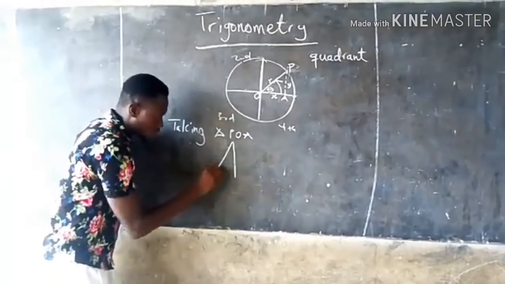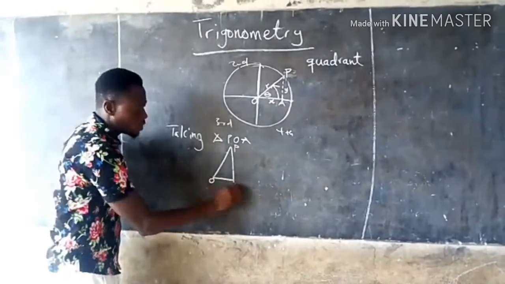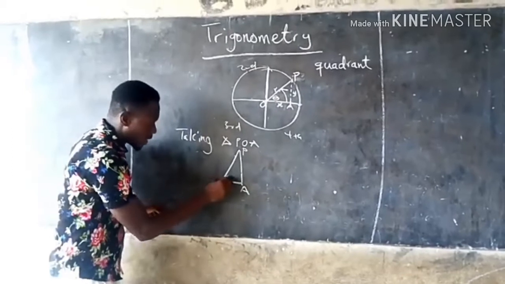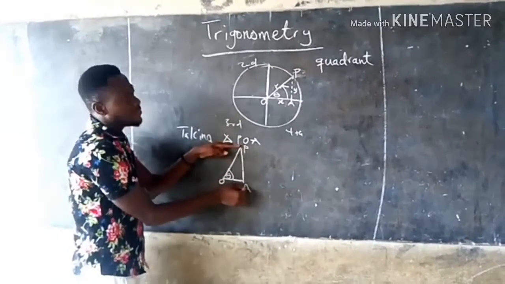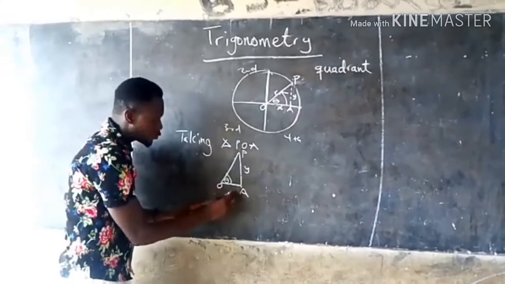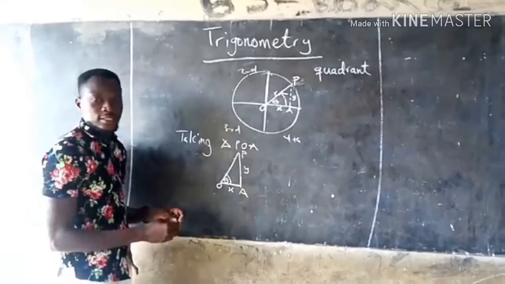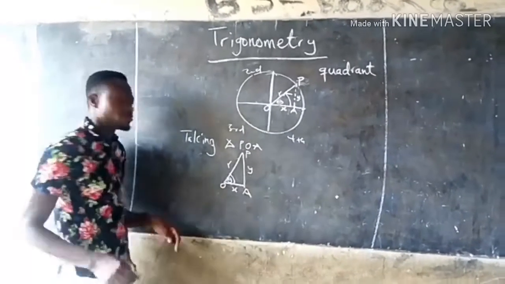And this is how it looks like. We have point P, point O, and point A. This is the angle theta. Line PA is given by Y. Line OA is represented by X. And line OP is represented by R.